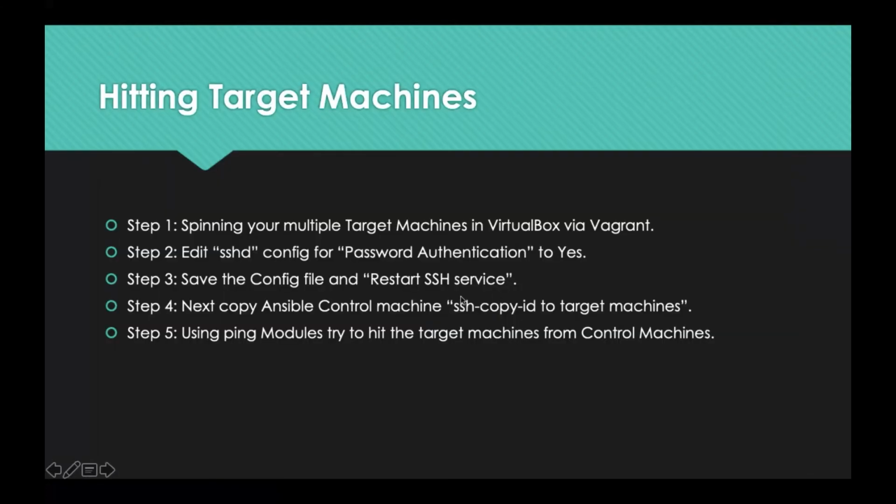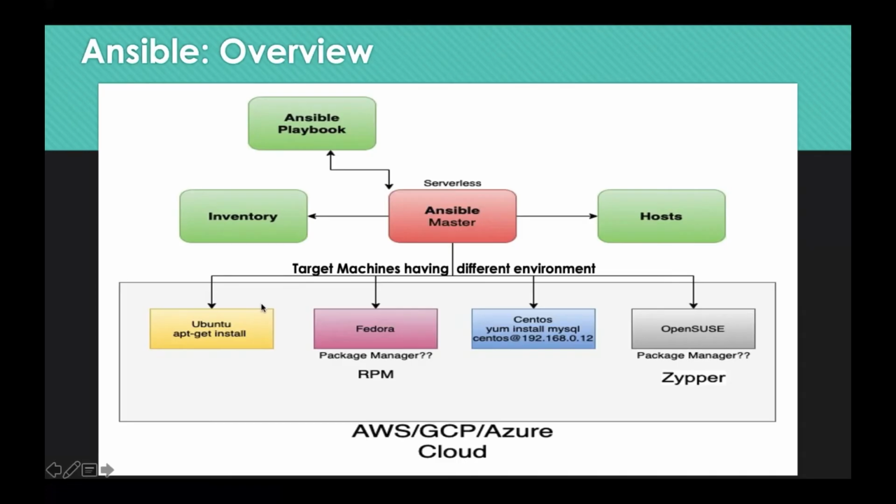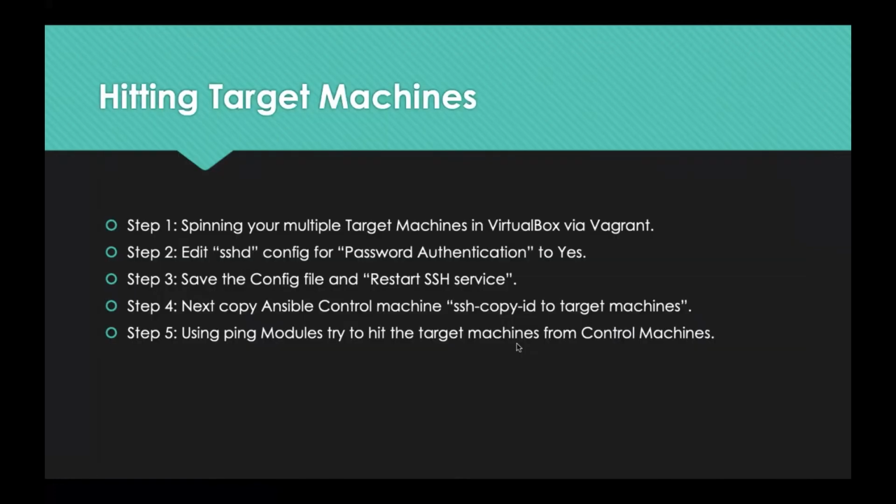For that, we need to use the ssh-copy-id command with the username and the IP address. We need to run this command on your Ansible master machine, or the Ansible controller machine, and provide the IP addresses of the rest of the machines. We'll make you well aware of this flow later in the presentation, and you will get a brief idea of how these things work.